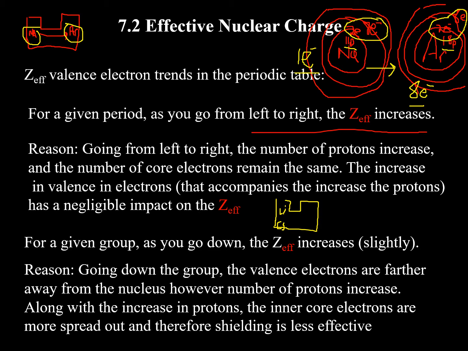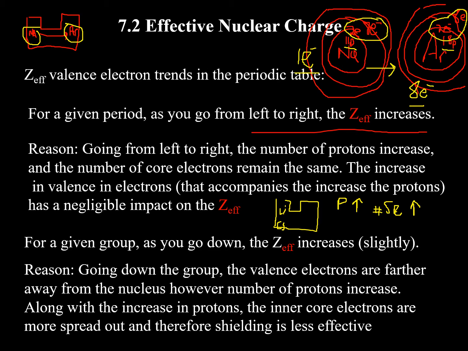So you have two effects here. You have the number of protons increasing as you go down. So I'll just write the protons increase as you go down. However, there are more shielding electrons as you go down as well. So I'll say the number of shielding electrons increases as well. So the number of shielding electrons increases, the number of protons increases. Those two counter each other.